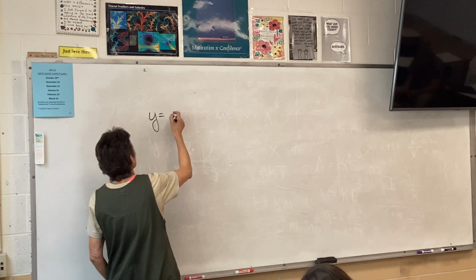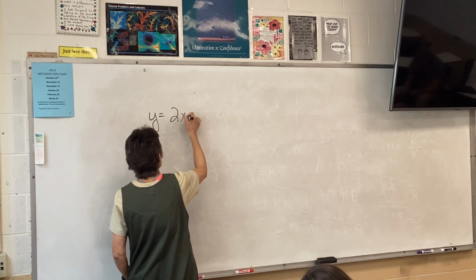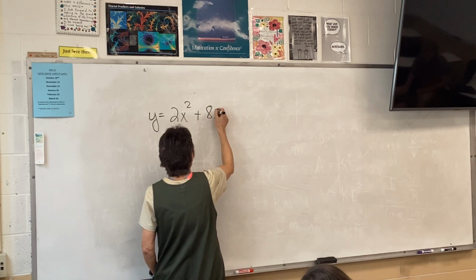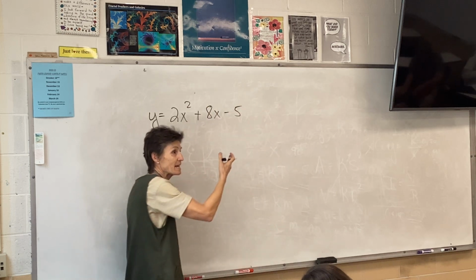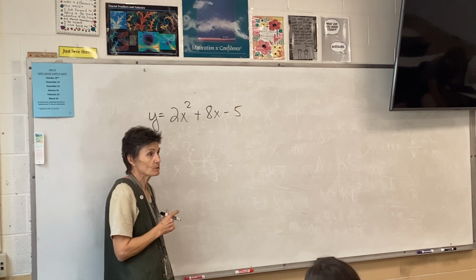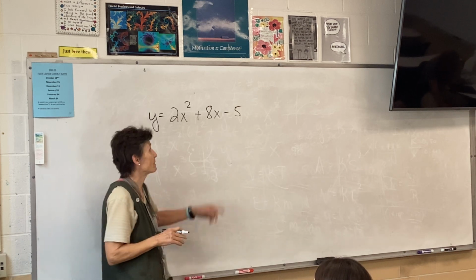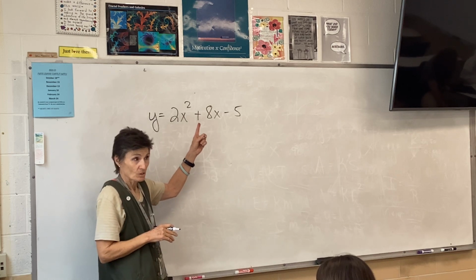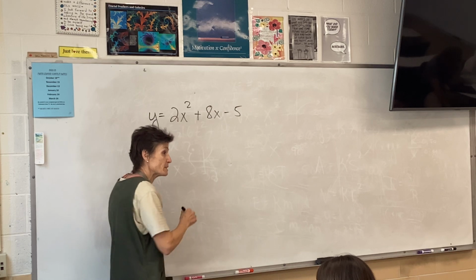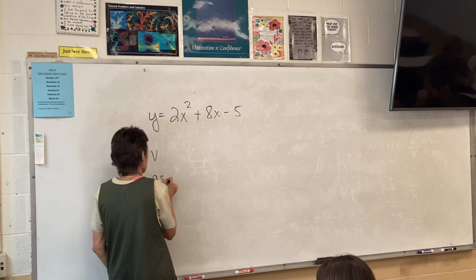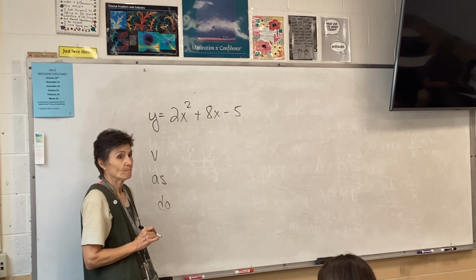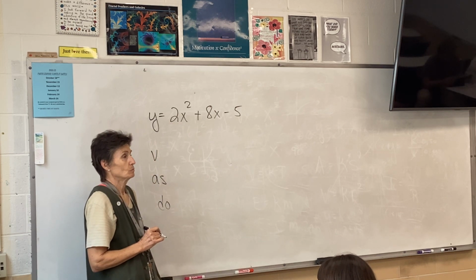Now, standard form means something like 2x squared plus 8x minus 5. That's standard form. And we figured out, well, first of all, we knew what shape this was because it's x squared, it's a parabola. So we wanted to know what its vertex, axis of symmetry, and direction of opening was. Right? Okay, so how do we do that?